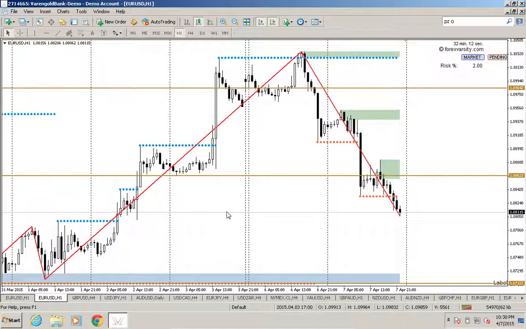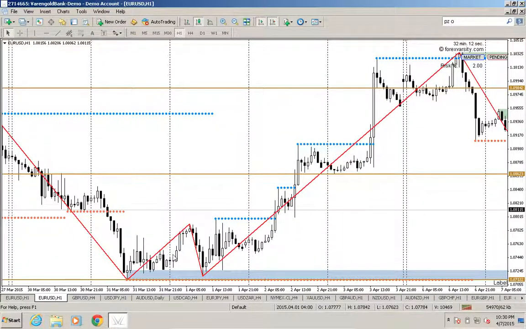Euro US dollar 1 hour chart. Let's have a look. Okay, here we have a low, then a higher low, and then a lower high. Well, a lower high, higher low. Now in this formation again we could have taken A, B, C, because this low did not break lower than this low. So this low is then evidently a C.